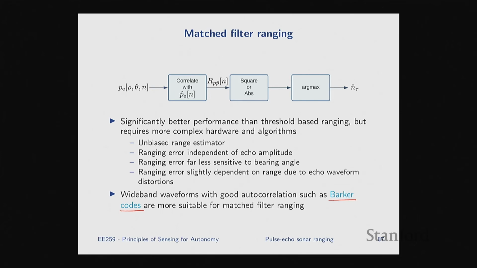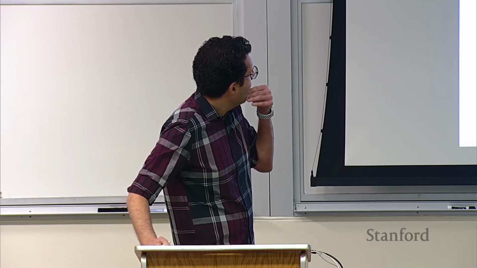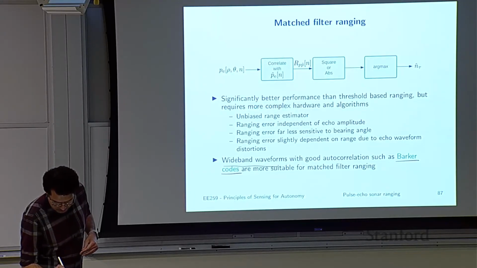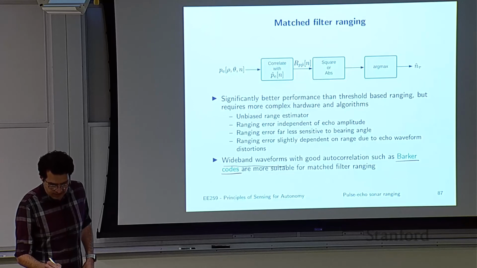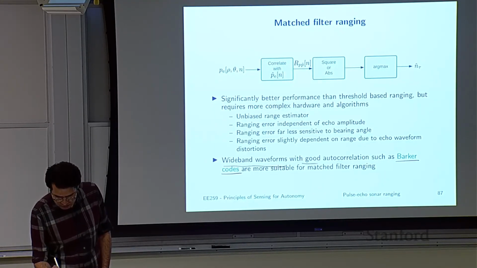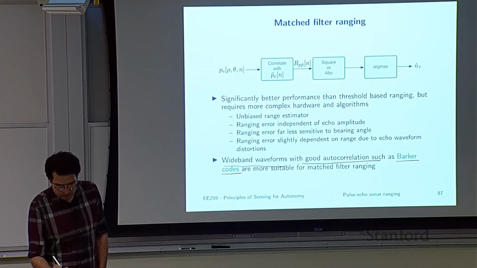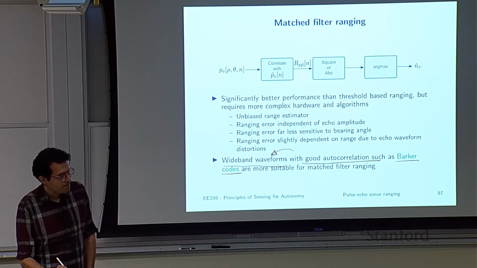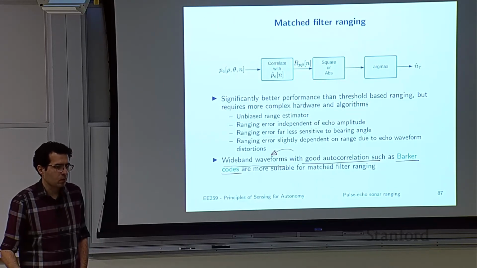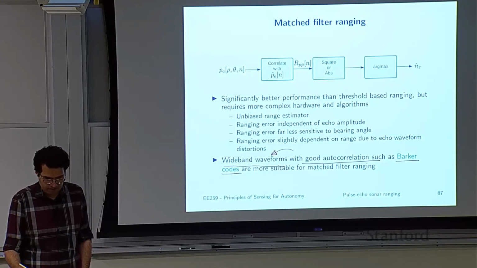Yes? Why does it say wideband waveforms also? This down here, wideband waveforms. Well, maybe I should have written it the other way. So waveforms with good autocorrelation are desirable. We agree with that. They just turn out to be wideband. Signals that have good correlation properties always tend to be wideband signals. So that's why this is written that way.